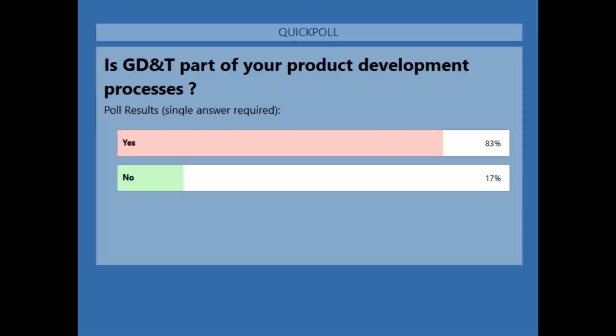It's approximately 80% of you today who include GD&T as part of your product development processes, which is really good news. I think that's part of where you need to be today if you're a modern company developing products that are good in quality and reliable.